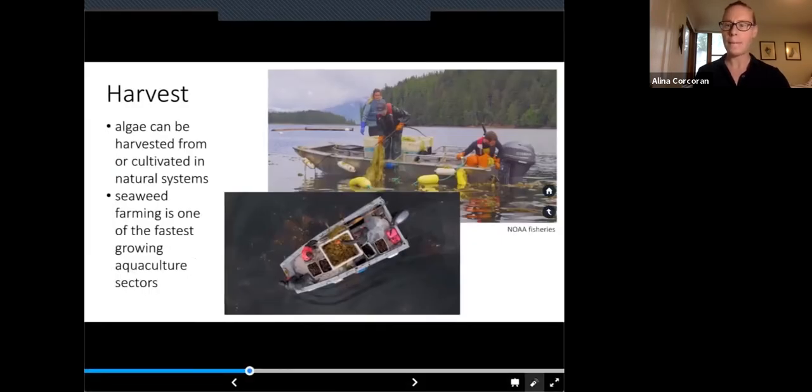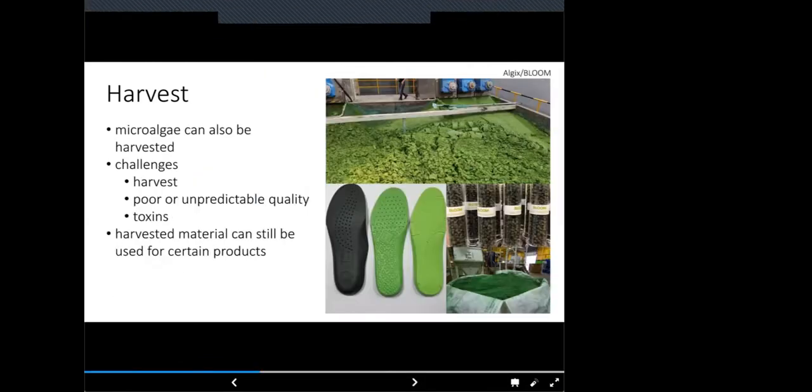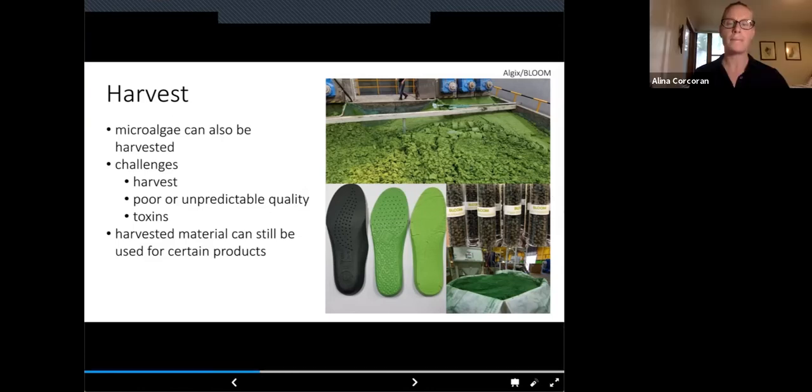Okay, so I appreciate that video and the linkages between traditional fisheries and these new mariculture industries. When we think about harvest, we can also harvest microalgae. But this is obviously not as easy as going to the ocean and literally cutting kelp out of the sea. The water needs to be separated from the microalgae, and that's a technical challenge with harvest.